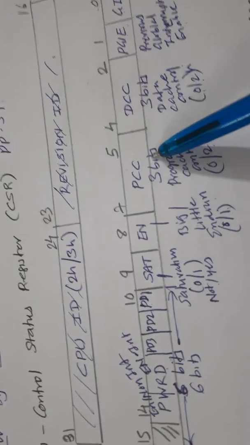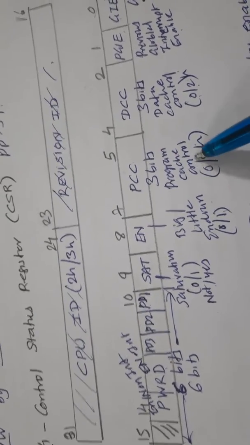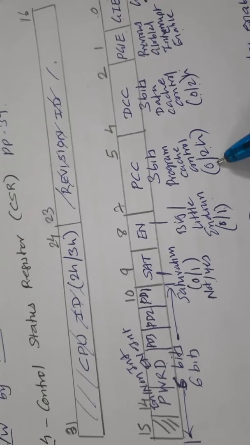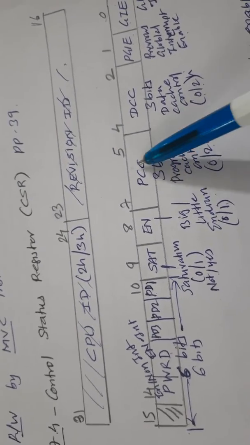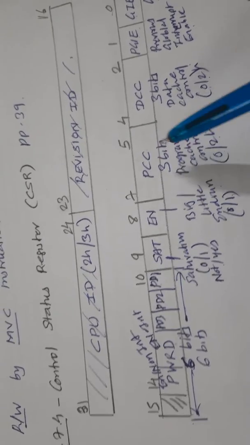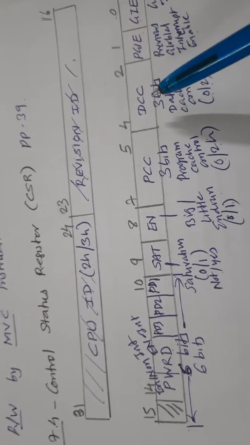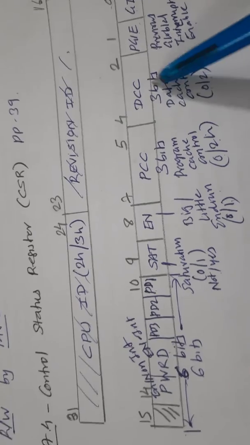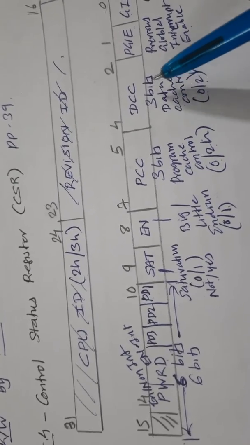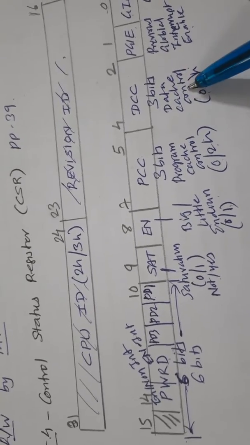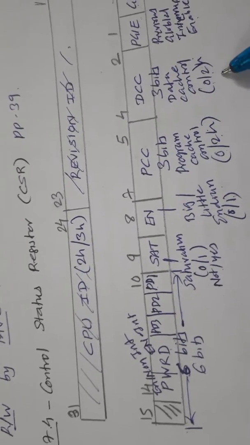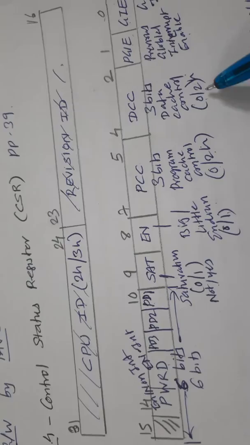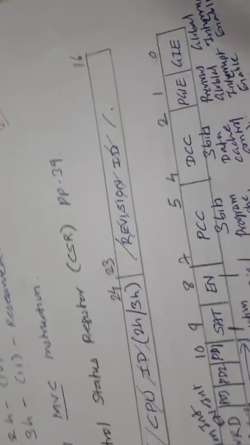Then next is PCC, program cache control, and the selection is either 0 or 2H. That is controlling the program memory, the internal program memory. And DCC, again a 3 bit setting, is data cache control, where two-way data flow is controlled by these values, 0 or 2H being the possible selections.